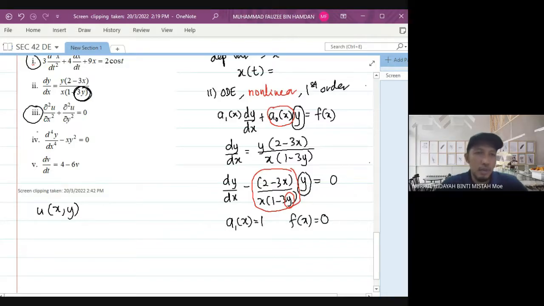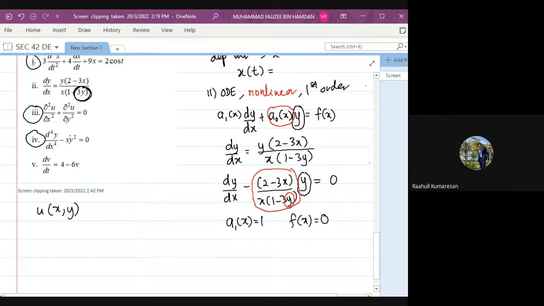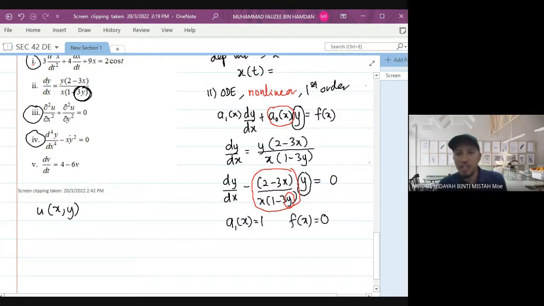Question number 4. Why do you love to say OBE so much? OBE, Brave. This is ODE, not OBE. What is OBE? Objective based. That is the OBE. This is ODE, ordinary differential equation.